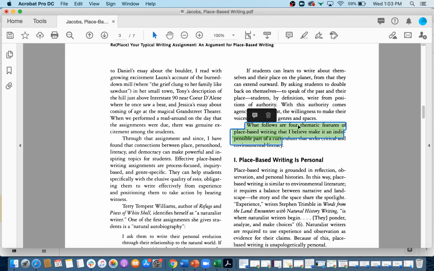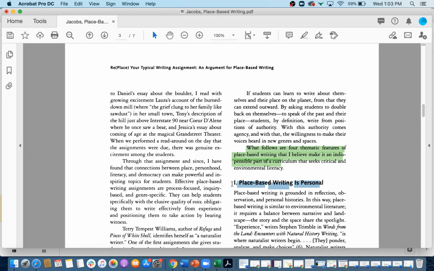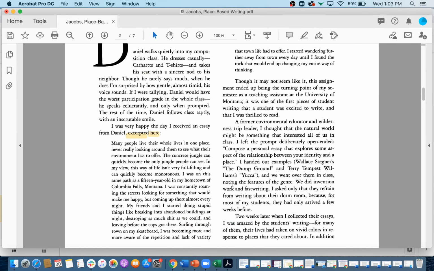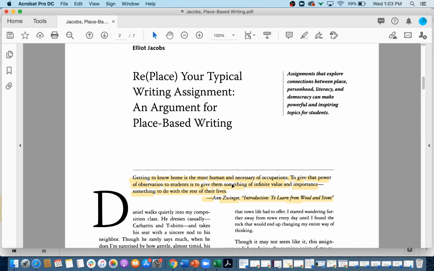So he writes, "What follows are four thematic features of place-based writing that I believe make it an indispensable part of curriculum." And then his first heading is one, the first feature. So this is just a little bit of how you might start to engage with this reading, to identify sources, and to think about the structure and how it might inform your literature review.